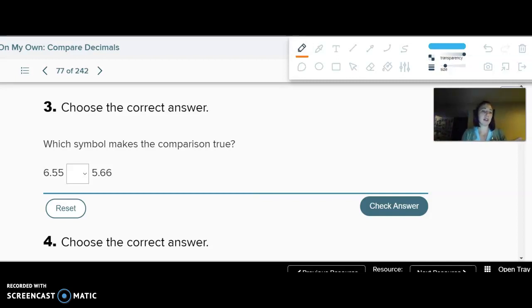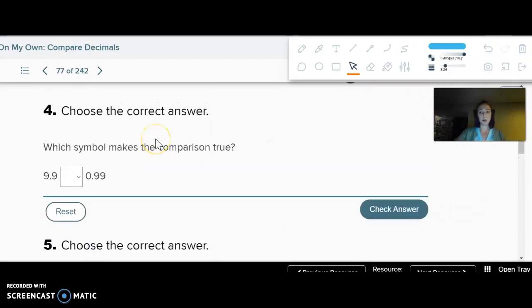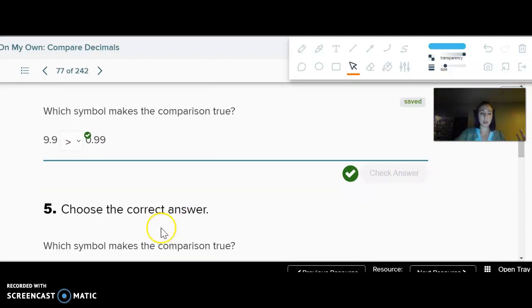Which is bigger, 6 and 55 hundredths versus 5 and 66 hundredths? All right, hopefully you said that first one, because 6 is greater than 5. So even though 66 hundredths is more than 55 hundredths, 6 wholes is bigger than 5 wholes, or like $6.55 is bigger than $5 and anything. So I would say that symbol makes it true. All right. We can see 9.9 has 9 wholes versus this one has 0 wholes. So 9 wholes is definitely bigger.